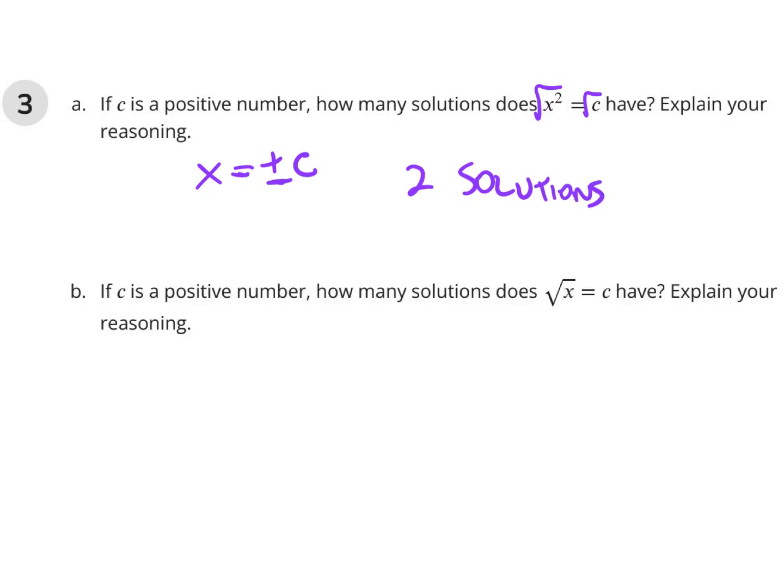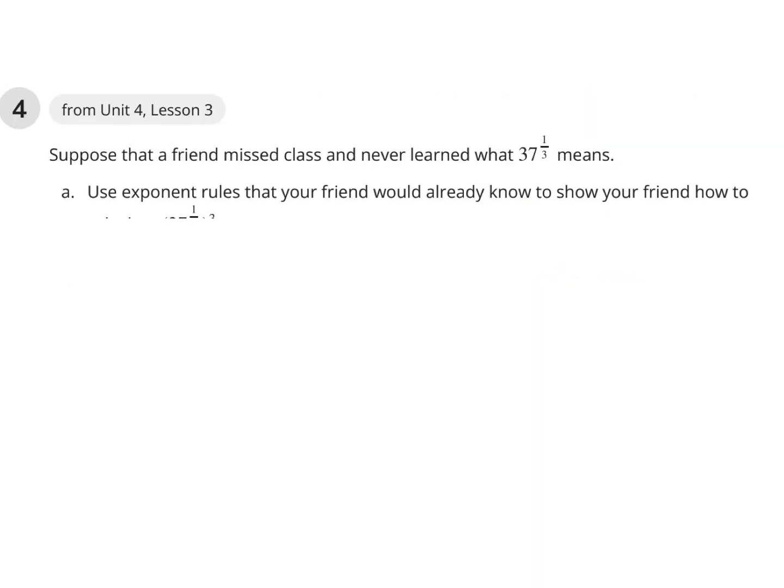If c is a positive number, how many solutions does the square root of x equals c have? X equals c squared, which is one solution. Because for right now, we cannot take the root of a negative number, until we learn a new number system. All right, this one got a little cut off, so I must have forgotten to get B in here.